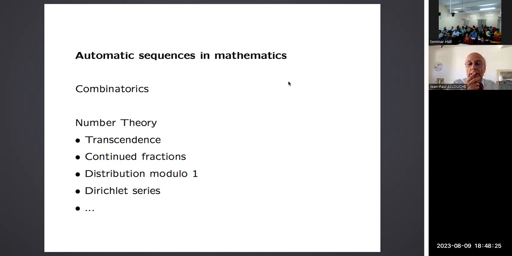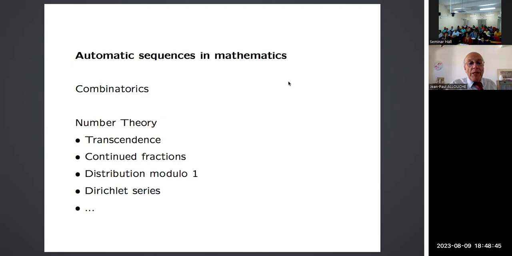Okay, and for example, in the real framework, we don't even know whether the cube root of 2 has bounded partial quotients or not. Actually, we don't know anything about the partial quotients of any algebraic number which is not quadratic.